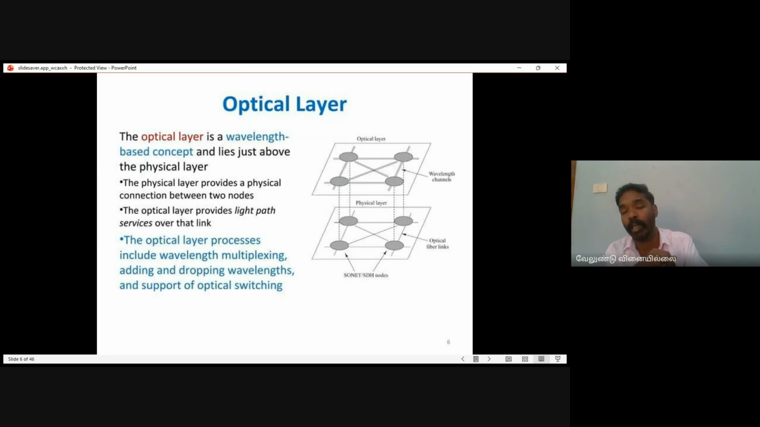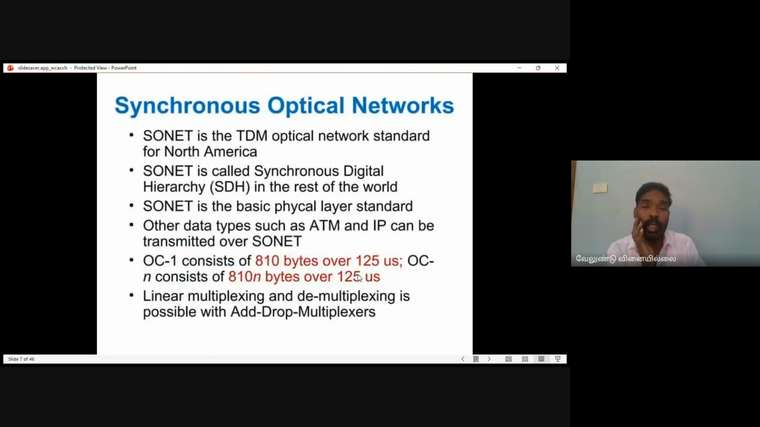So these are the optical layer networks. The physical layer is implemented by SONET and SDH modes. The synchronous optical network is called SONET: S for synchronous, O for optical, NET for network. SONET is the TDM, time division multiplexing, optical network standard for North America.